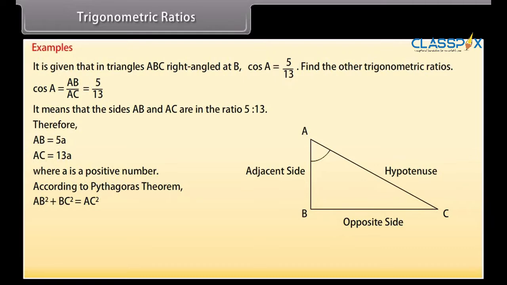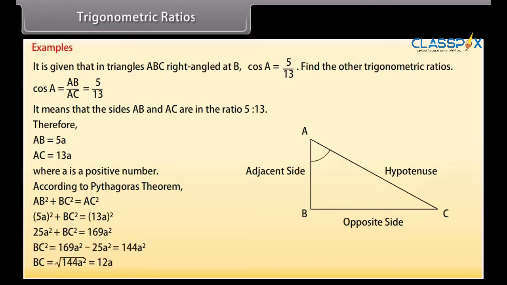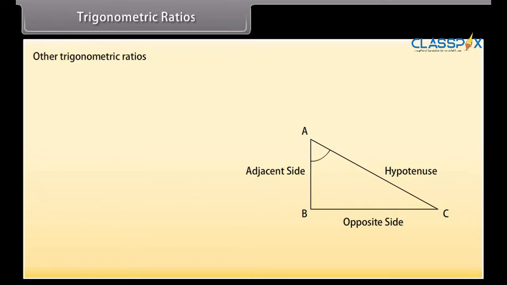By substituting the values, we get 5a square plus BC square is equal to 13a square. Now, by calculating it, we get BC as square root 144a square, which is 12a. Let us now find the values of the other trigonometric ratios. Sin A is equal to BC upon AC equals 12a upon 13a equal to 12 upon 13.